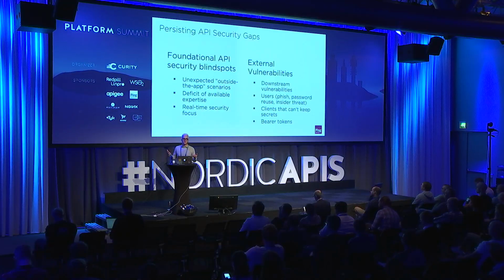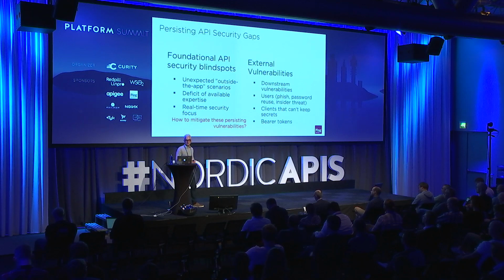And then bearer tokens. Unfortunately, right now, most API security implementations use bearer tokens. There's very little signatures happening right now. So if I drop my token on my way to the train and you pick it up, you can impersonate me, right? So you can't protect yourself from those kinds of threats using what I call foundational API security. So how are you supposed to mitigate these persisting vulnerabilities?